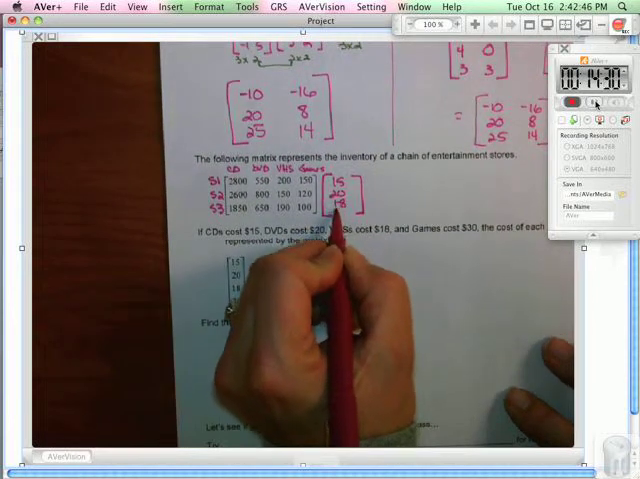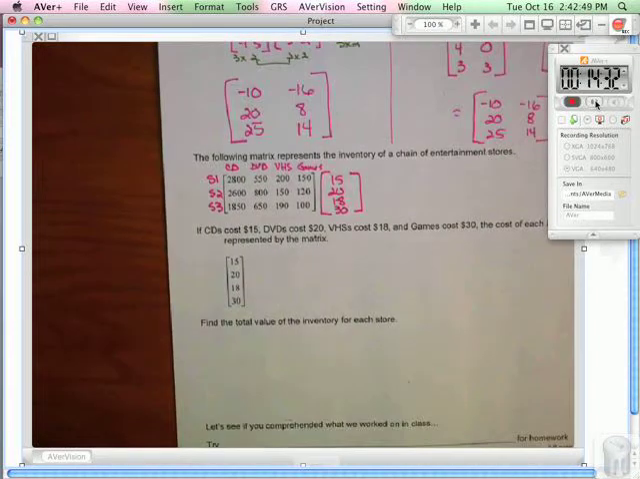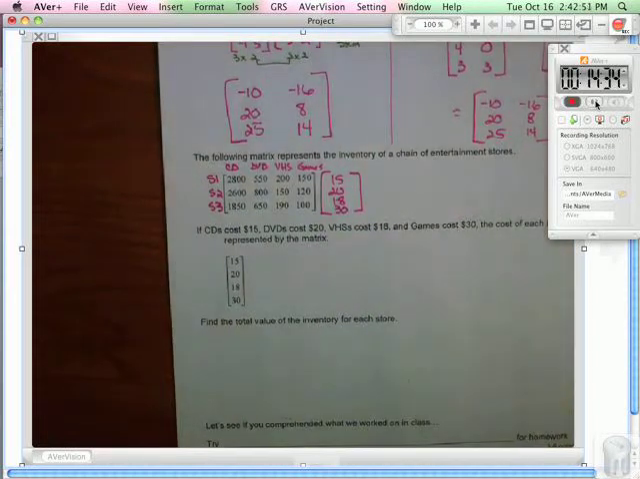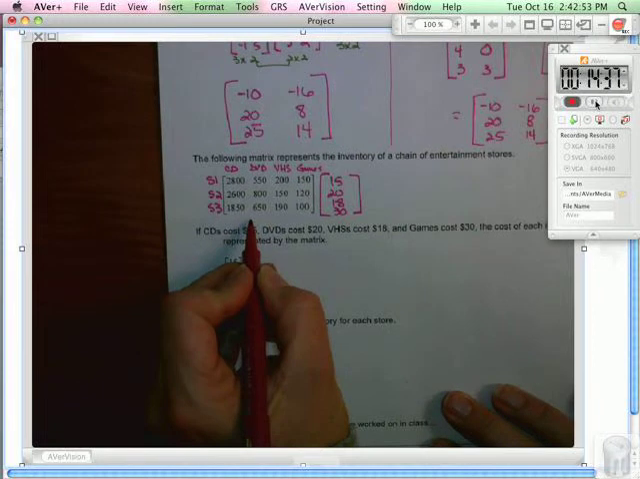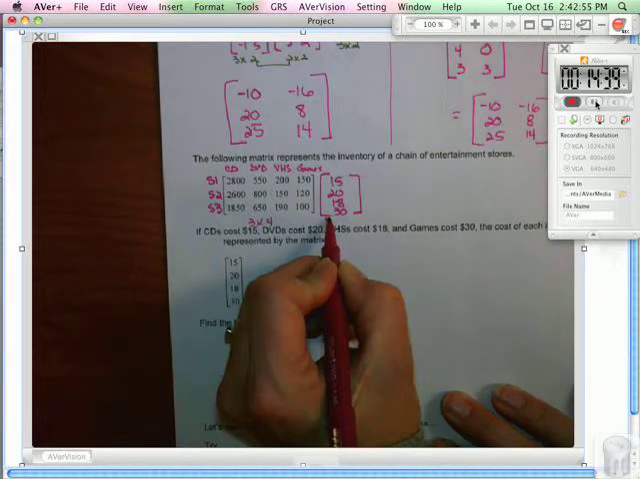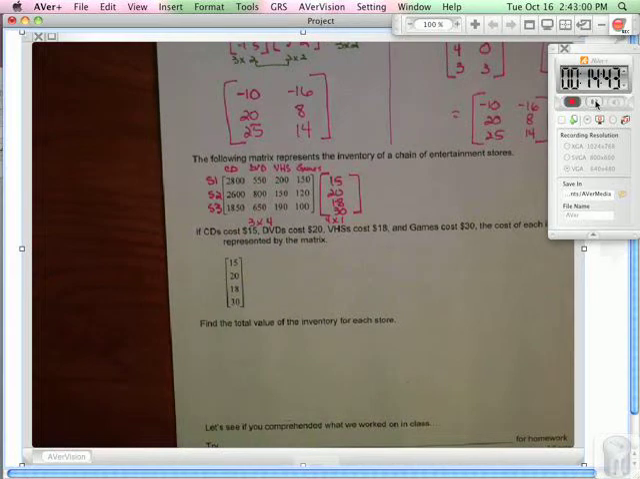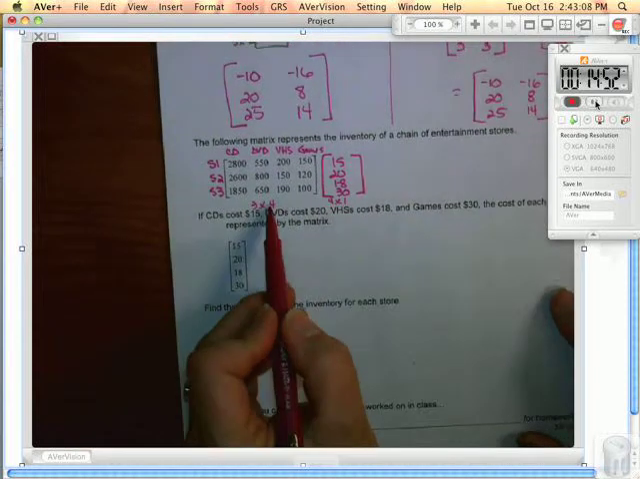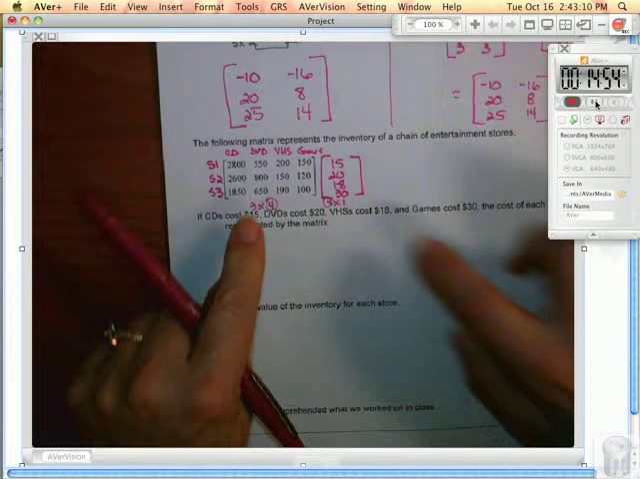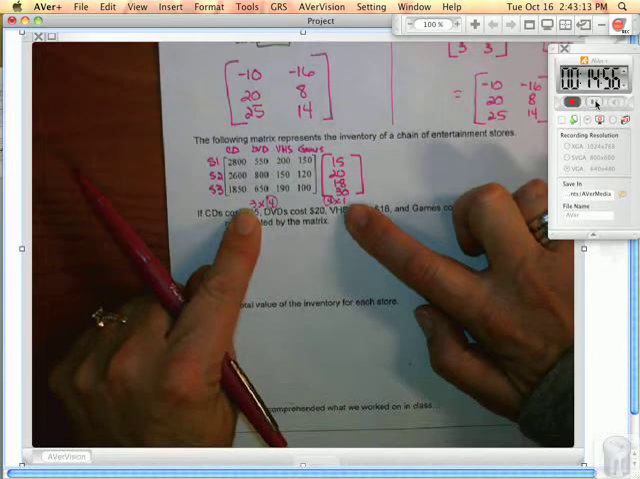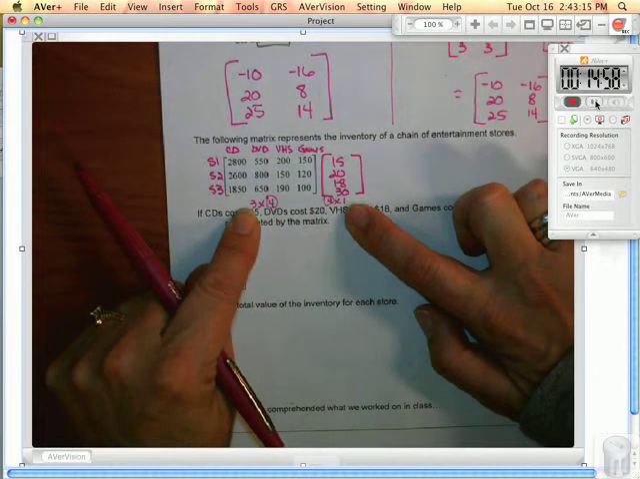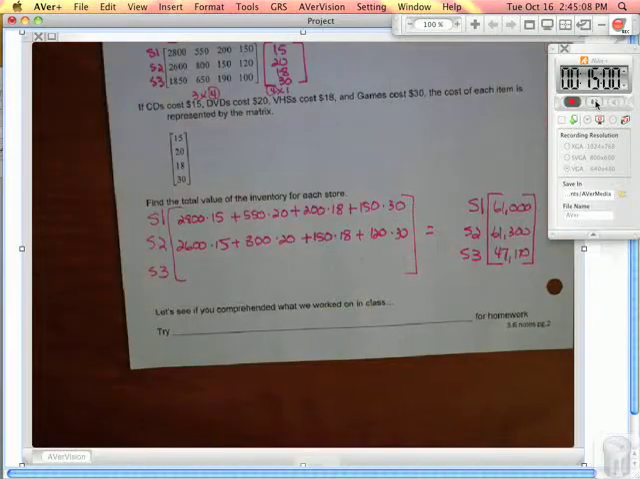Okay? Can we do it? Yes, we can. We have a 3 by 4, and we have a 4 by 1. Yes, we can multiply that. What's our answer going to be? How big are the dimensions of our answer? 3 by 1. See, this shows us that it's defined. The dimensions of our answer are going to be 3 by 1.